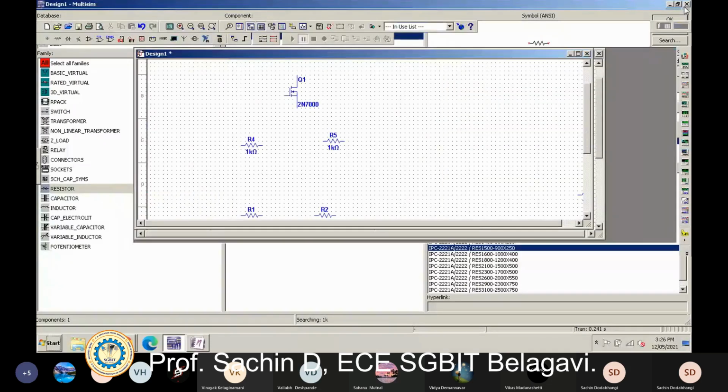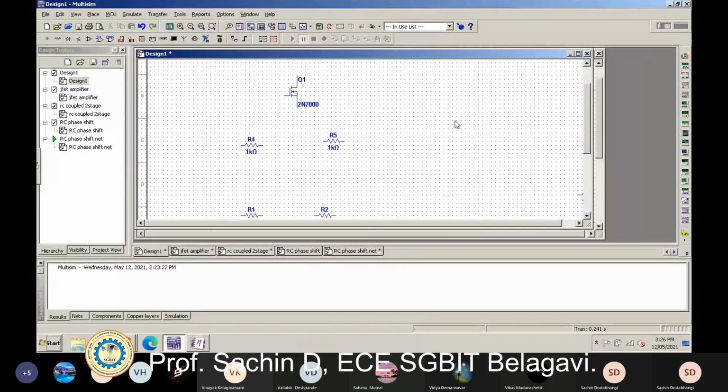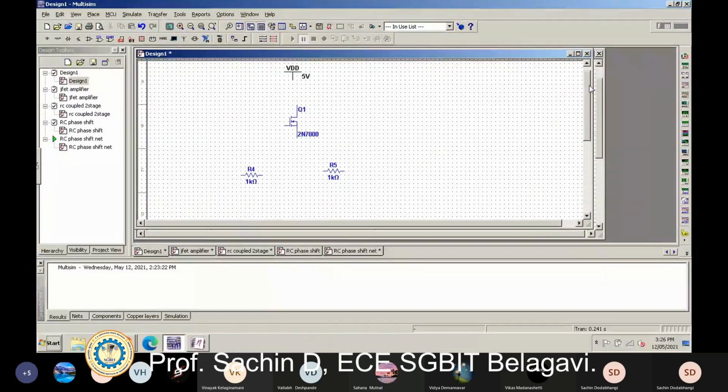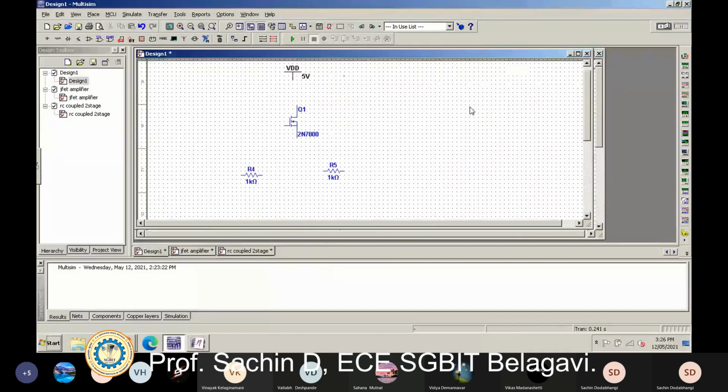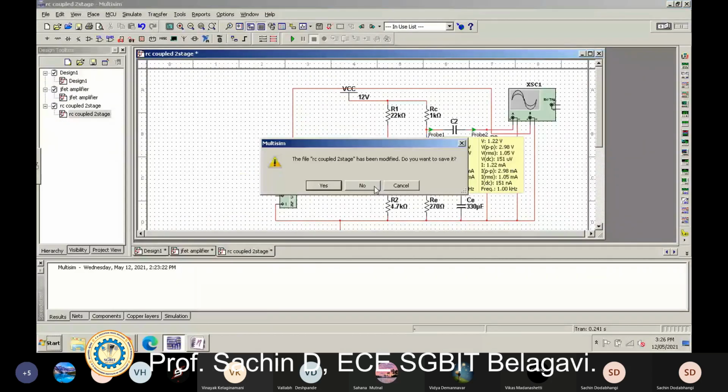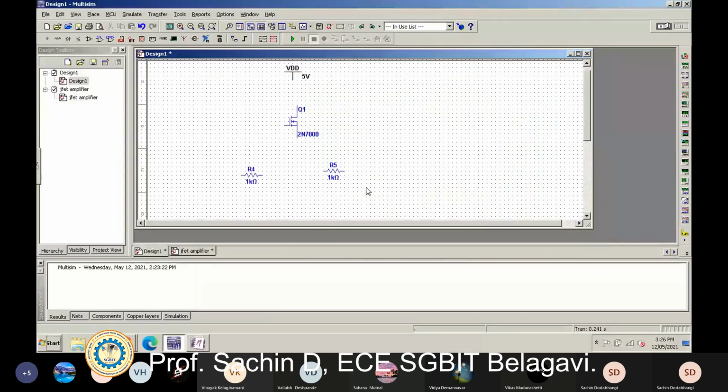I'll close it. Now you can see. If I press Control R, it is going to rotate.